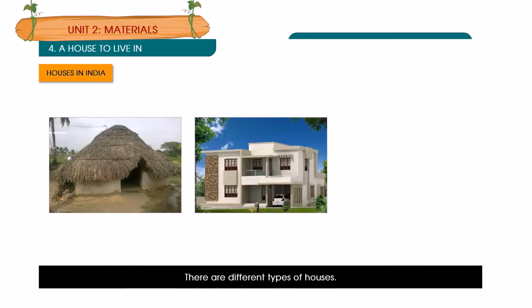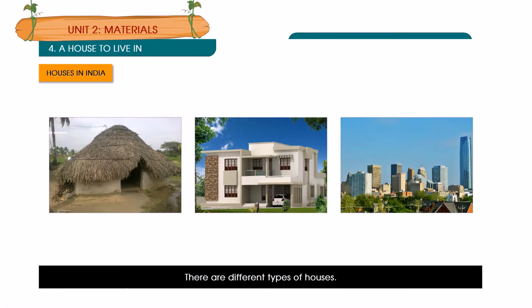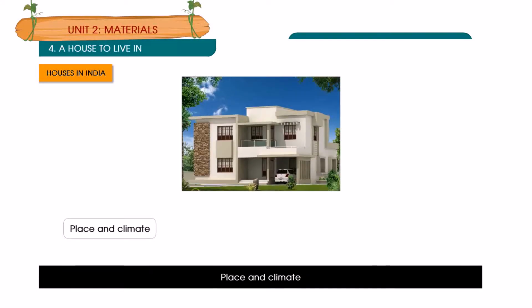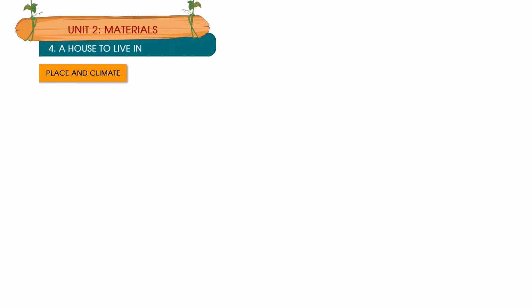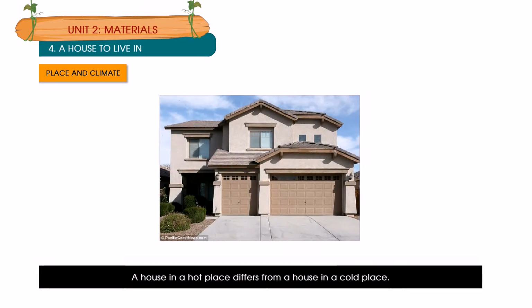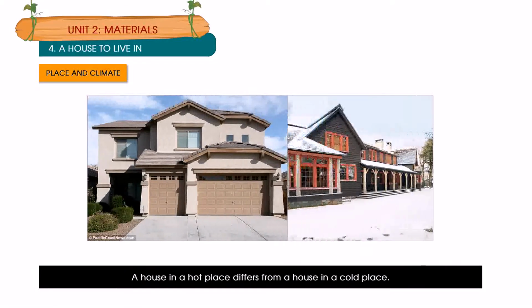There are different types of houses. The type of house is influenced by three main factors: place and climate, economy, materials. Place and climate. A house in a hot place differs from a house in a cold place.